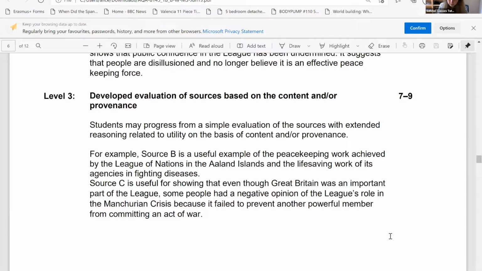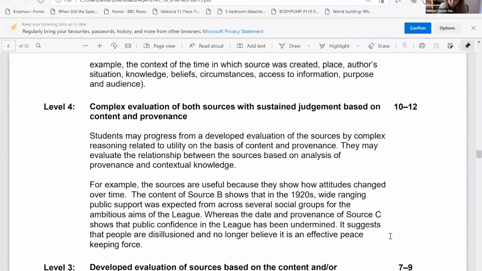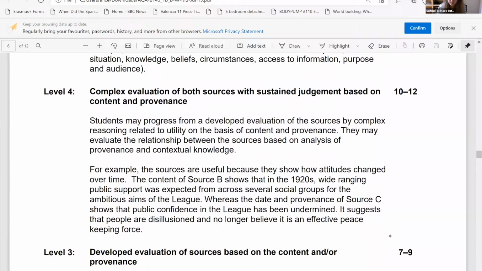Now, where we then get into the highest level, a complex evaluation of both sources with sustained judgment based on content and provenance. So remember, you could just look at the content of one and then the provenance of another one, but then you've got to come to sort of looking at the relationship between them and how useful they are together. So this one looks at them both together. So this could be your conclusion.